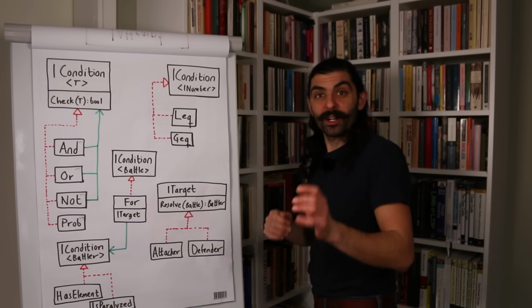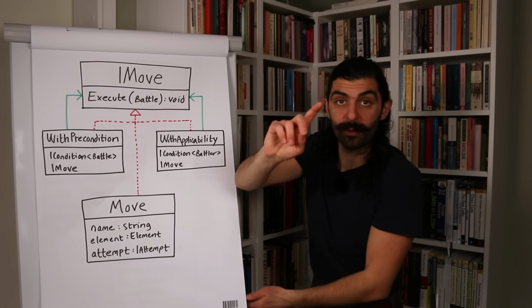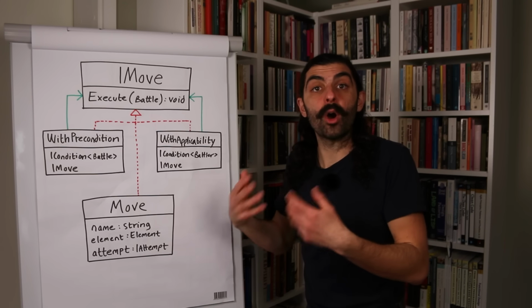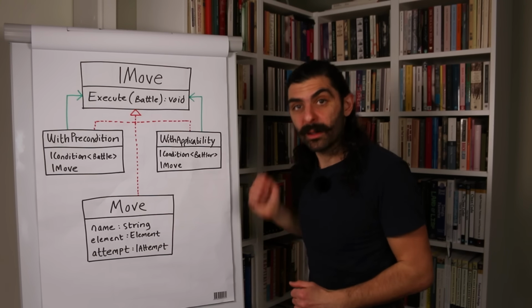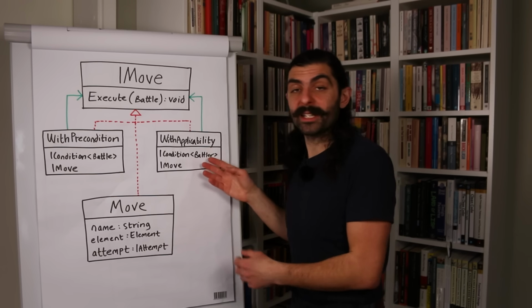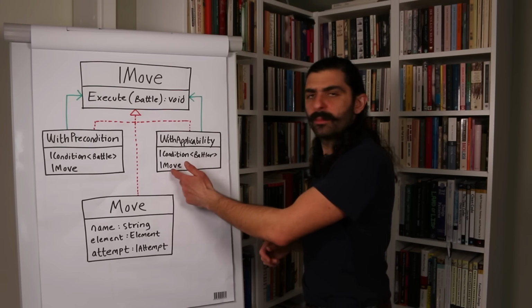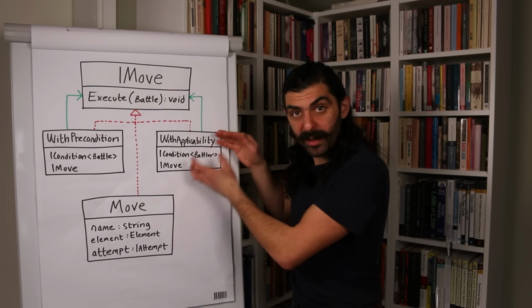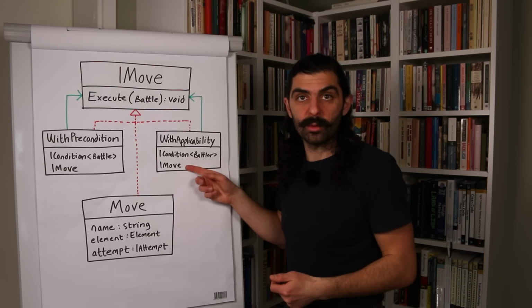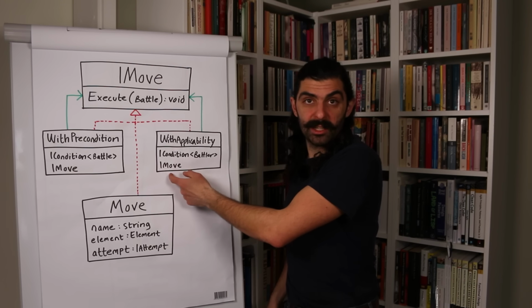One example where condition checking strategies are used is in the move decorator with applicability. This class wraps a move with an applicability check to determine whether the move can be applied or whether it cannot. It takes an I condition of battler and it takes a move. And when we ask the with applicability move to execute, what it does is that before it executes the move, it checks if the condition passes. And only if it passes does it execute the move.